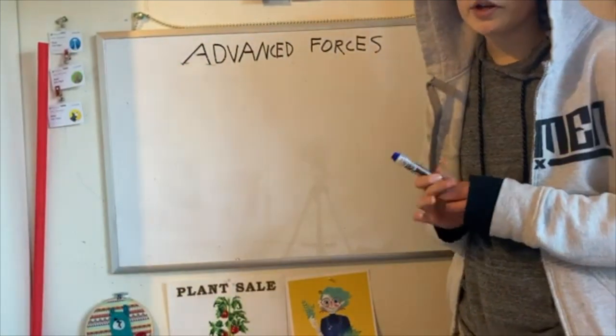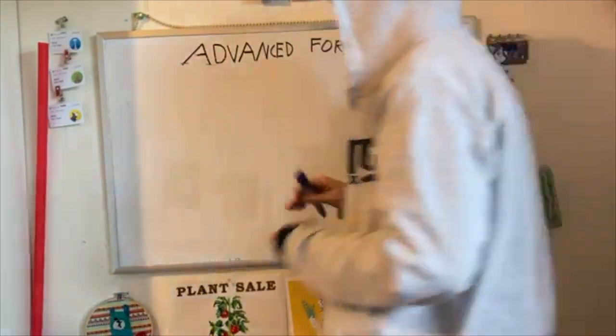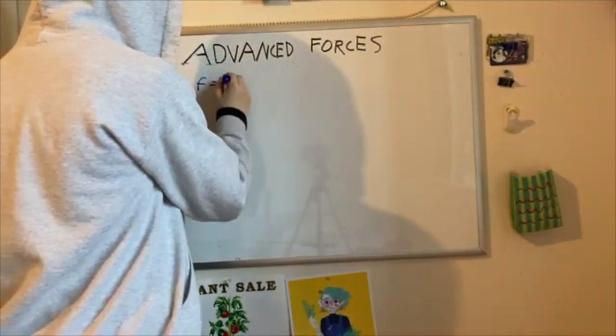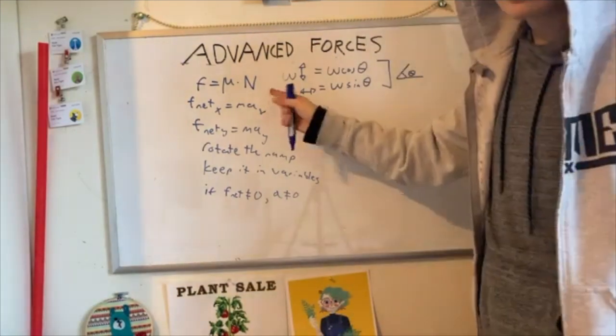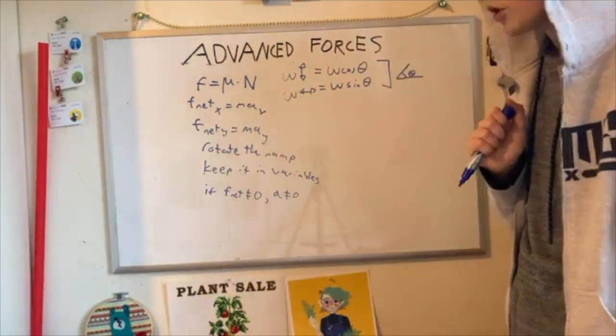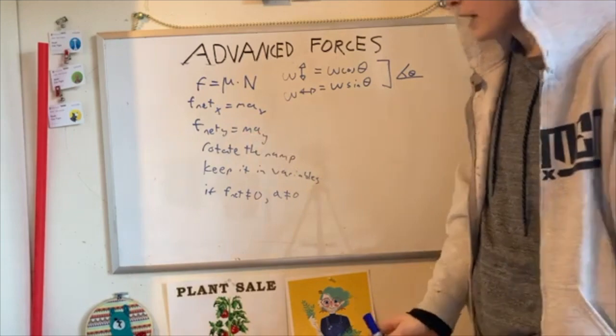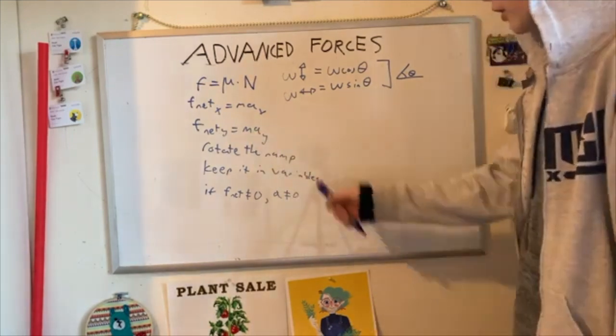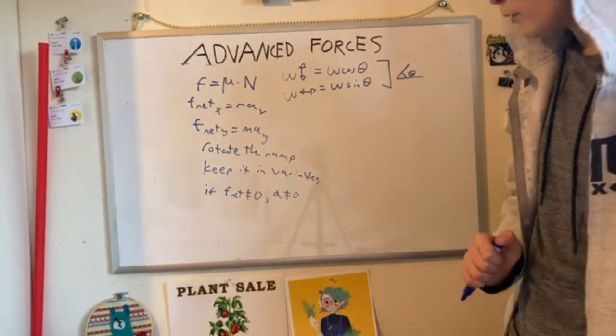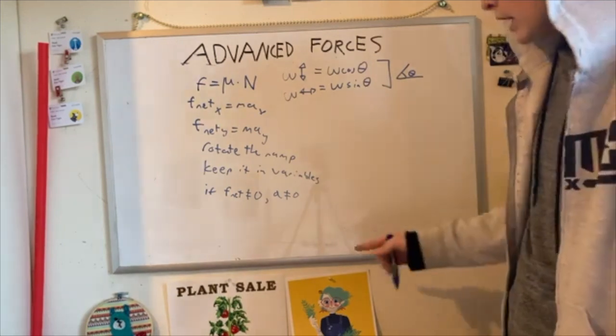Now I'm going to give you the rundown of what you need to know. Here is the stuff you should study and memorize. This is what you need to know. Friction is equal to the coefficient of friction times normal force. F net x equals max. F net y equals may. Rotate the ramp if you have a ramp. Keep it in variables until the very end.